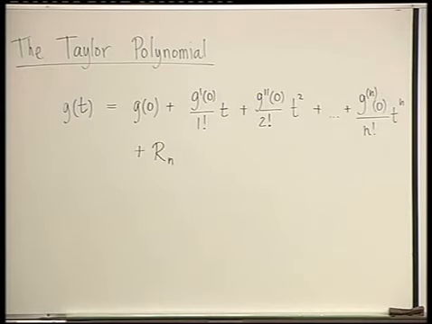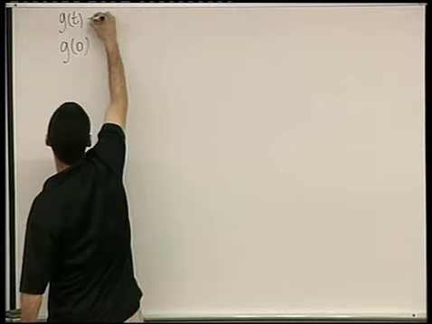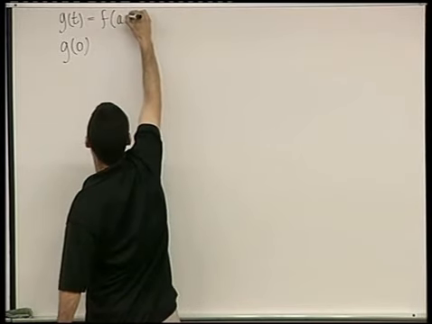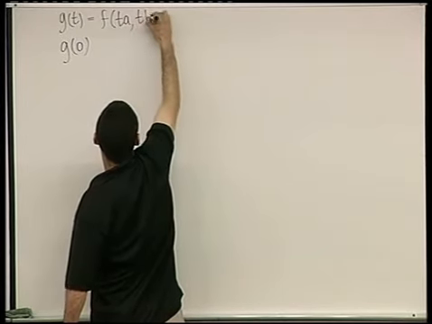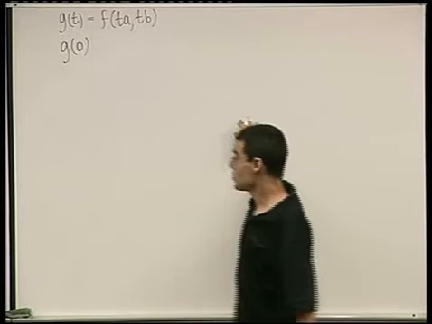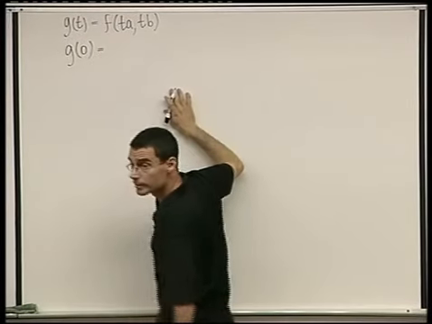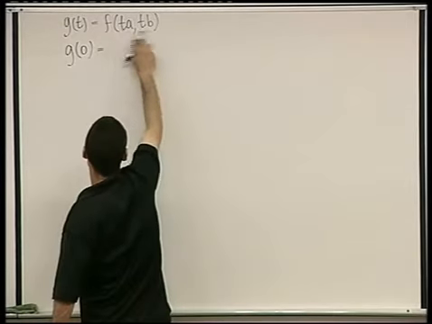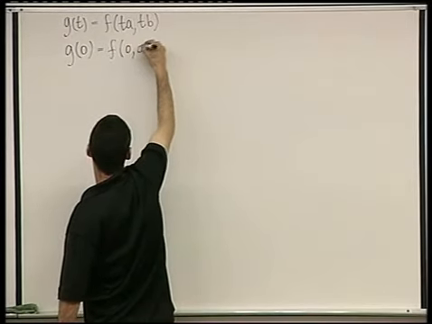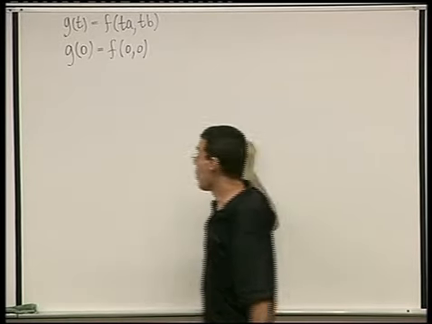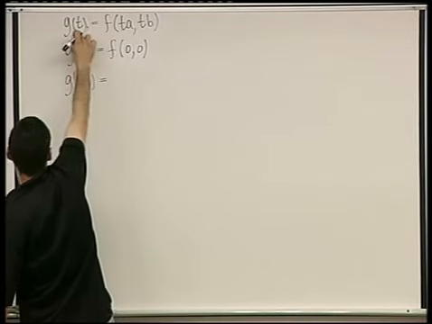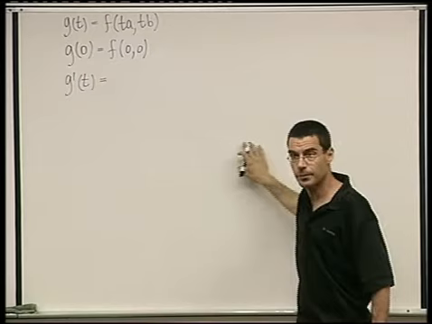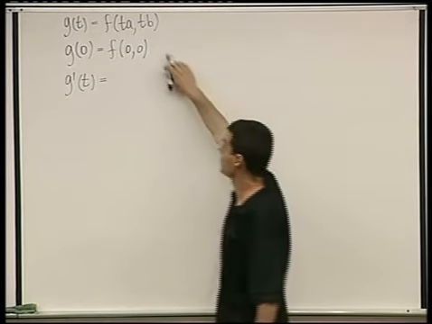So, what is g of 0? Let's write up here that g of t, in general, was, by definition, f of ta, tb. That's the definition of g. So what is g of 0? You have to plug in 0 here. You get f at 0, 0. Do you agree? What is g prime of t in general? What is the derivative of g with respect to t? How do I find it? I have to use the chain rule on this.